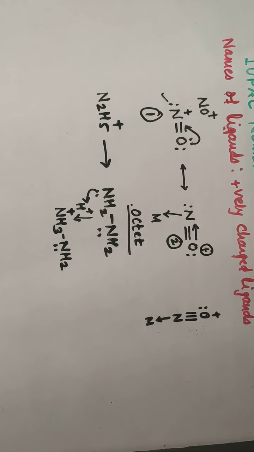One nitrogen atom still contains a lone pair of electrons. So here, though it acquires positive charge, this nitrogen can donate a pair of electrons to the central metal atom, and it acts as a ligand. So these are the positively charged ligands here, NO+ and N2H5+.